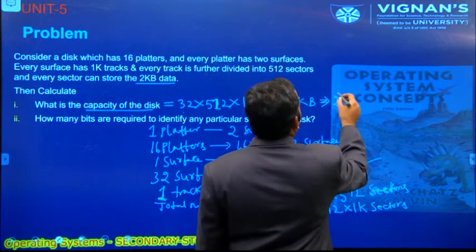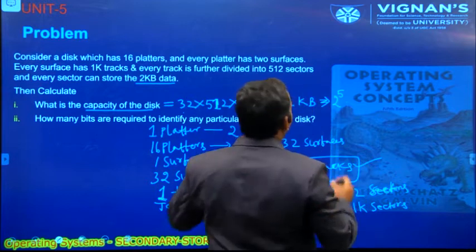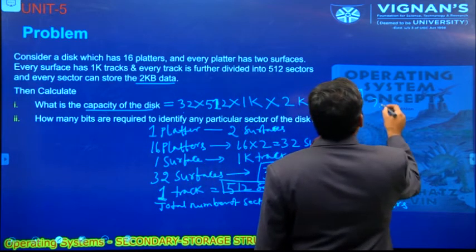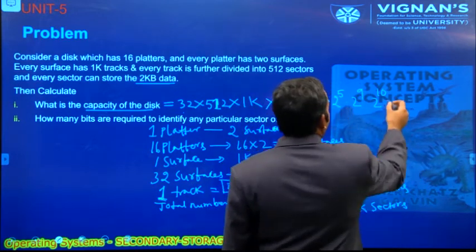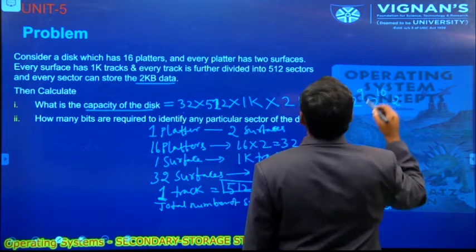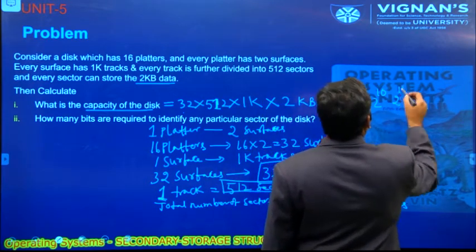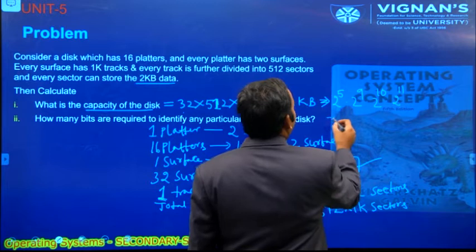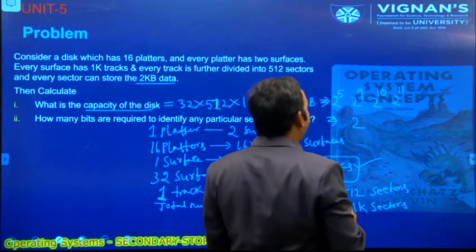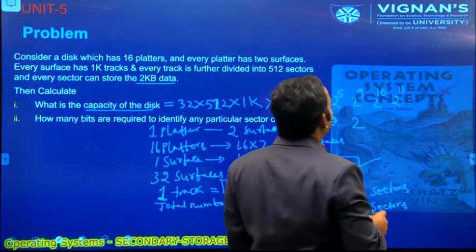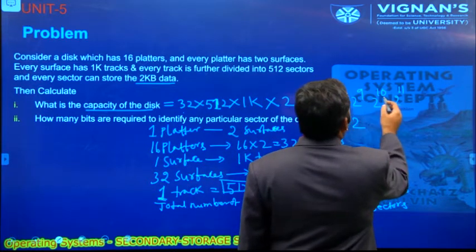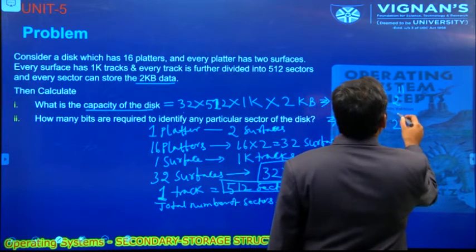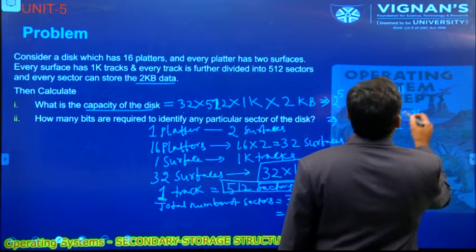32 means 2 to the power of 5, 512 means 2 to the power of 9, 1k means 2 to the power of 10, and 2 KB means 2 to the power of 11. So what is the total? Total data is 2 to the power of 35. You can write this one as 2 power 5 into 2 power 30.